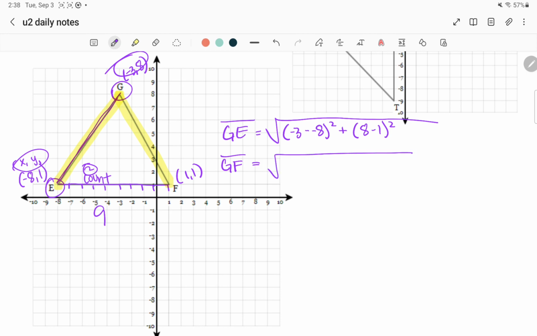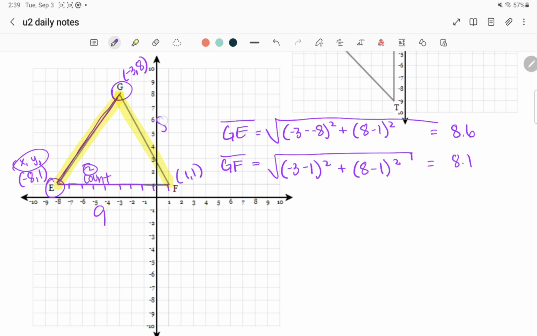G to F, you can pick which ones you want to be x1 and y1. I'm just going to do it as if F is x1, y1. So I've got -3 minus 1 squared plus 8 minus 1 squared. When I plug those into my calculator and hit enter, I get G to E is 8.6 after it's been rounded. G to F is 8.1.